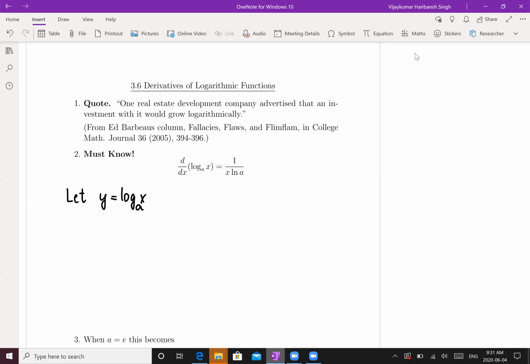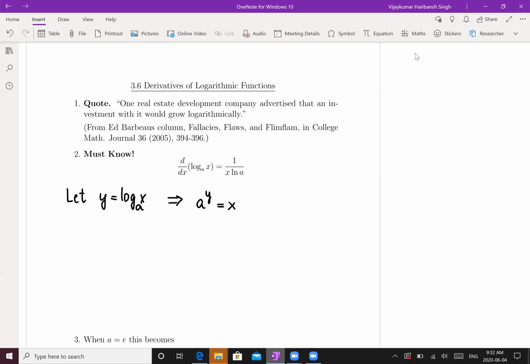Now convert this into an exponential function. We get a to the y equals x. Note that log is an inverse of the exponential function, and so whenever you want to find results about log, often you would go back to exponential functions. So this is one of those cases. So I convert it into an exponential function.